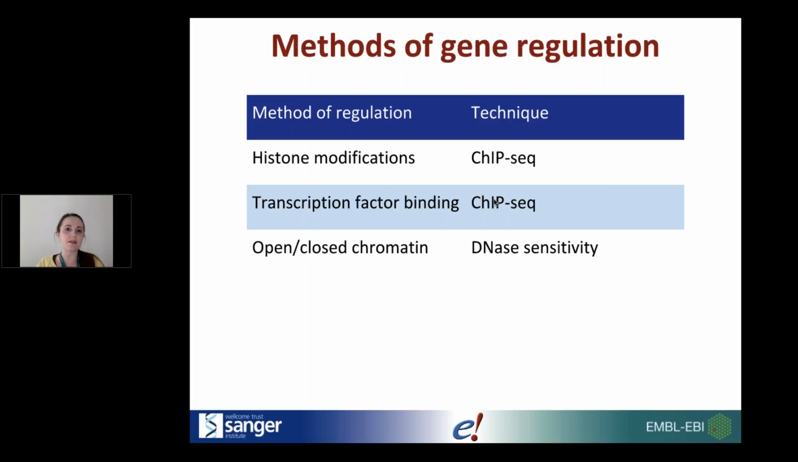So the methods, there are lots of biological methods that we use to study gene regulation and different kinds of features that we're looking at in Ensembl Regulation. So we look at histone modifications, which we study through ChIP-seq. We look at transcription factor binding, which we also study through ChIP-seq. And we look at open and closed chromatin, which is studied with DNase sensitivity.